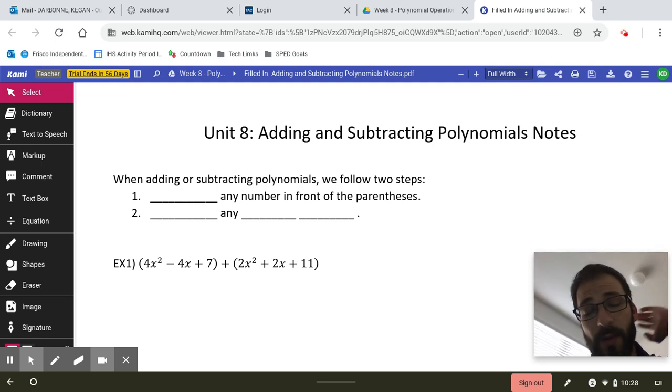Hey y'all, so today we're going to be talking about adding and subtracting polynomials. Adding and subtracting polynomials is just a really fancy way of combining like terms.